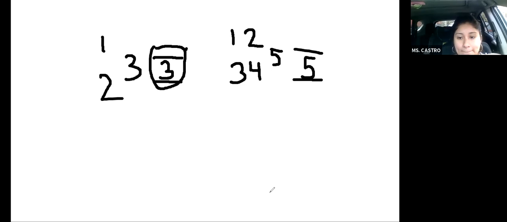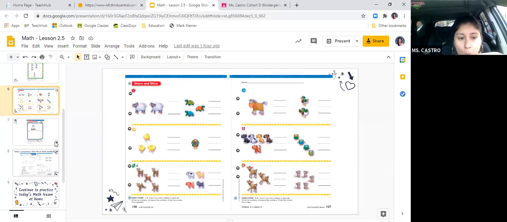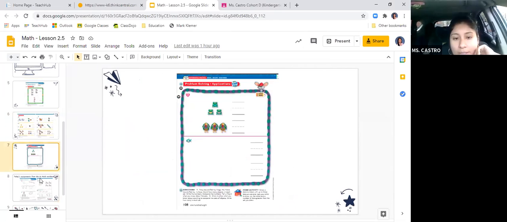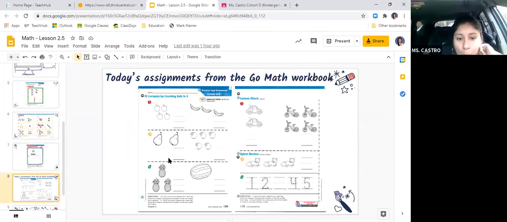So for your Google Classroom assignment, you're working on pages 109 and 110. 109 and 110. So the instructions are down there at the bottom. It will ask you which number is greater and which number is less. Okay? So 109 and 110 are the pages for tonight's math Google assignment.